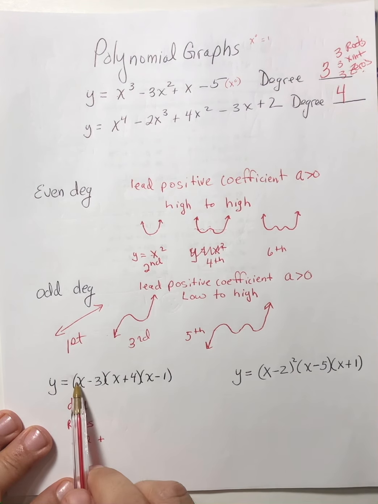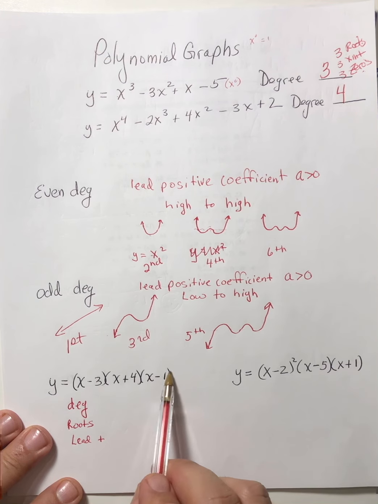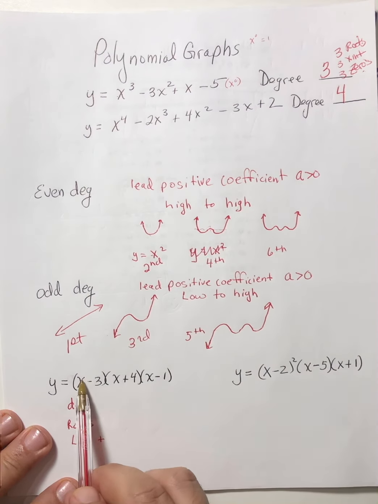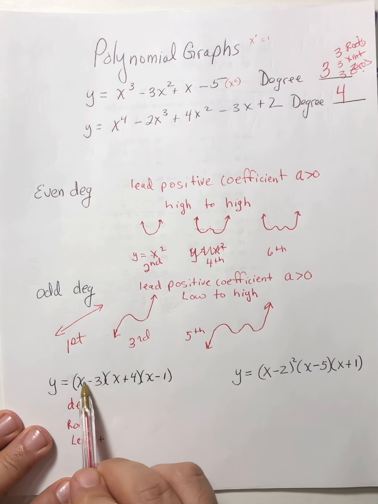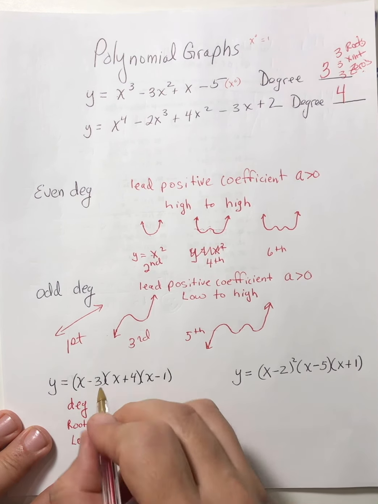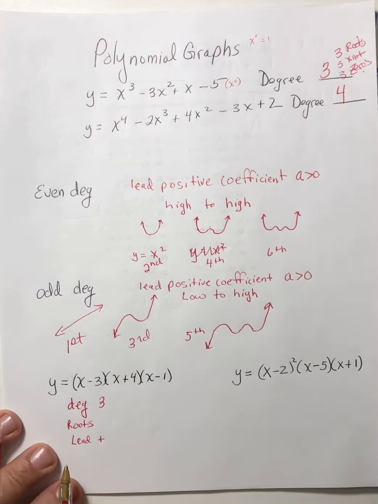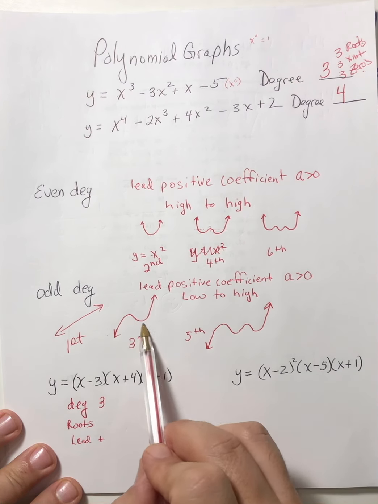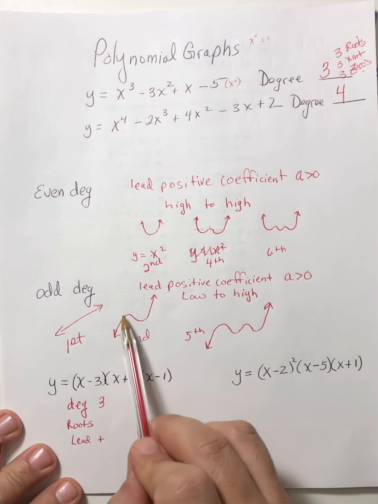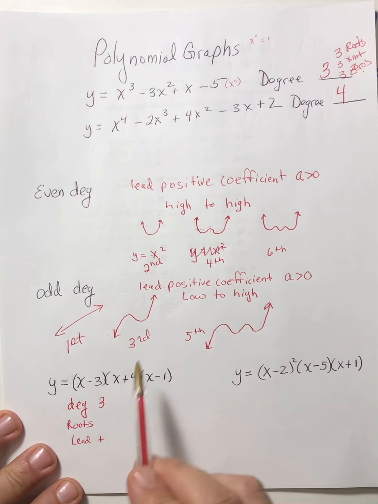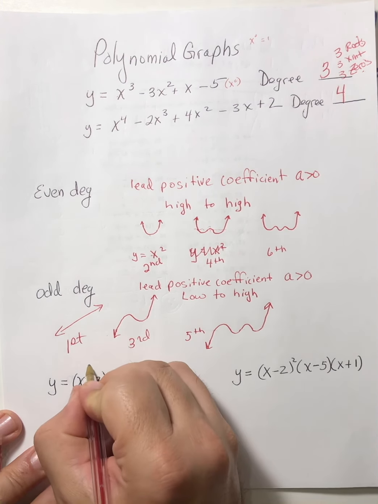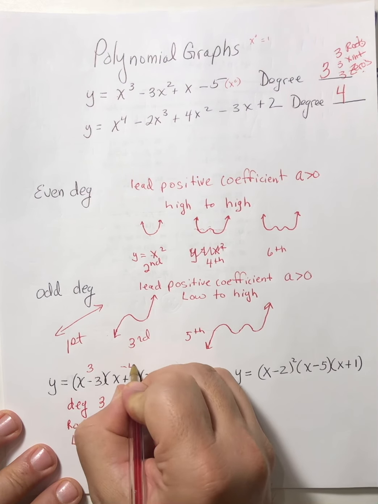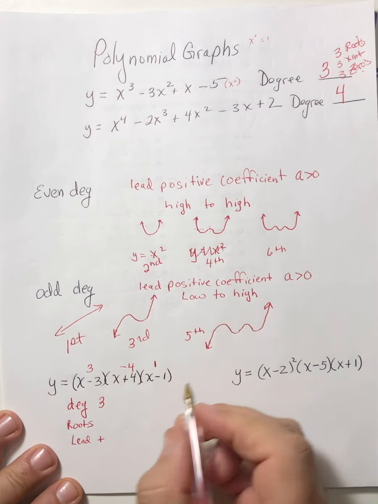What degree is this? Well, it's not written out like this, but if you look at all of your x's, okay, this is x times x times x, so that's x to the power of 3, so this is a third degree. So it's going to look something like this. It's going to start low, do its squiggles, finish high. What are the roots? 3, remember, opposite, so the roots are 3, a negative 4, and a 1.